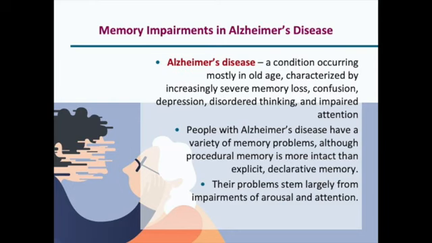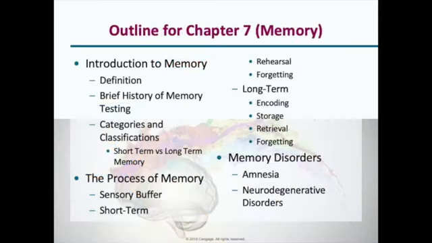Slide 64. And this completes our lecture on memory. This is chapter 7 of your textbook. This lecture was broken down into 3 sections. We started with an introduction to memory, where we defined it, did a basic history, and went over some categories and classifications. We move on to the process of memory, going through the sensory buffers to the short-term memory to the long-term memory. And then we ended with problems with memory or memory disorders, going over amnesia, damage to the hippocampus, and neurodegenerative disorders like Alzheimer's.